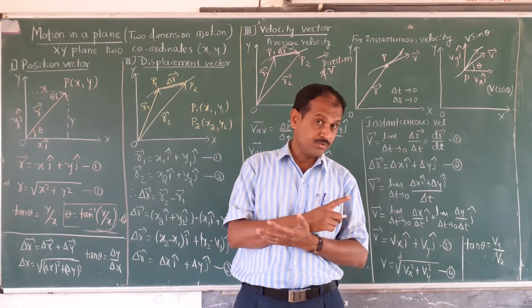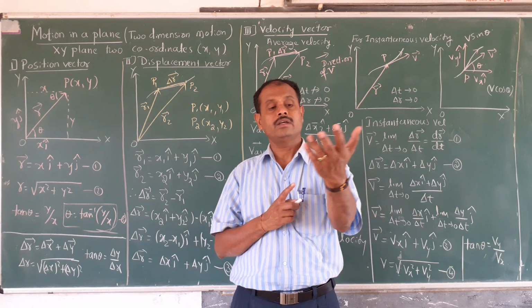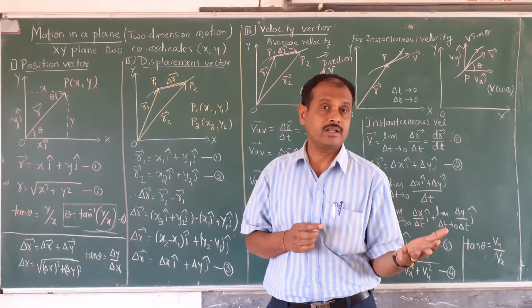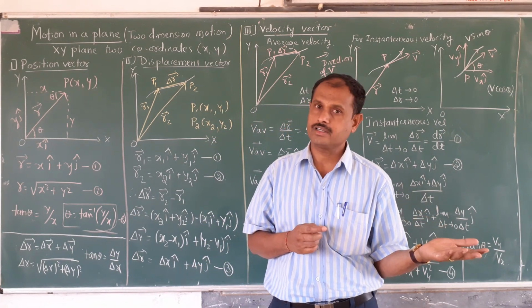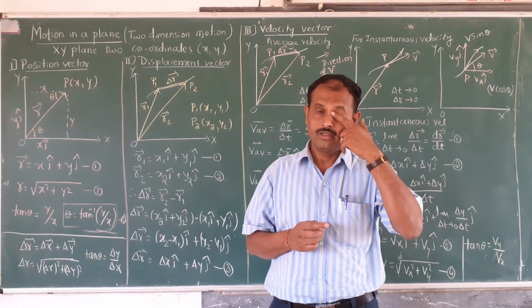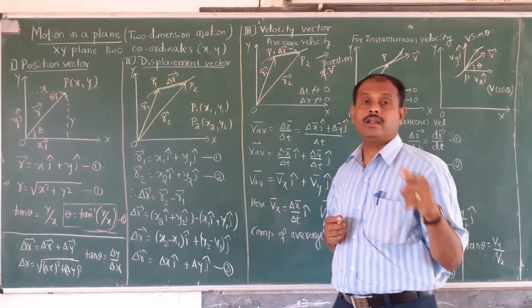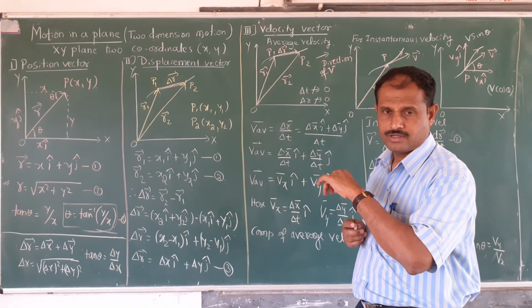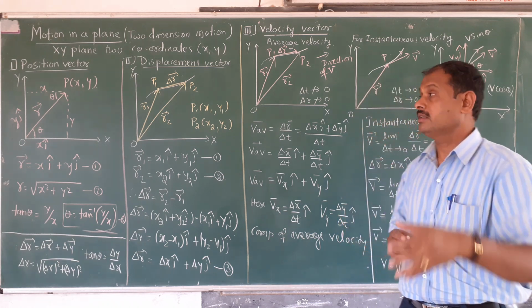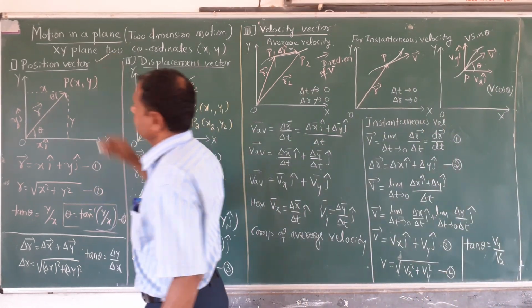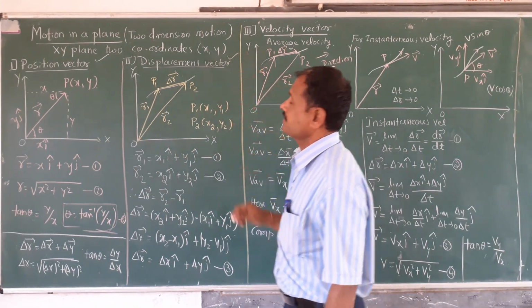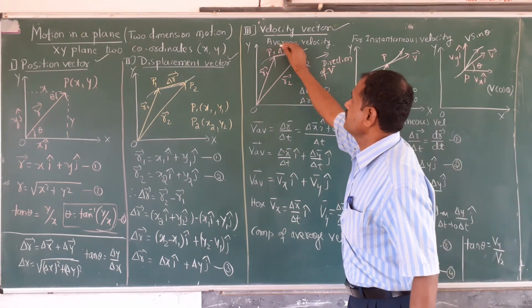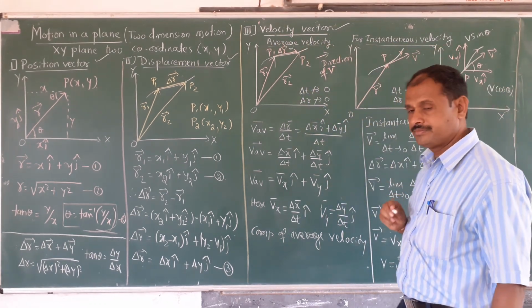And again, when a particle moves with 2-dimensional motion, at that time we express the acceleration: average acceleration, instantaneous acceleration, like that. Now, when I consider a particle moving in 2-dimensional motion in a particular plane, the xy plane, then we express the position vector, the displacement vector, the velocity vector, now the average velocity and instantaneous velocity. This is very important.